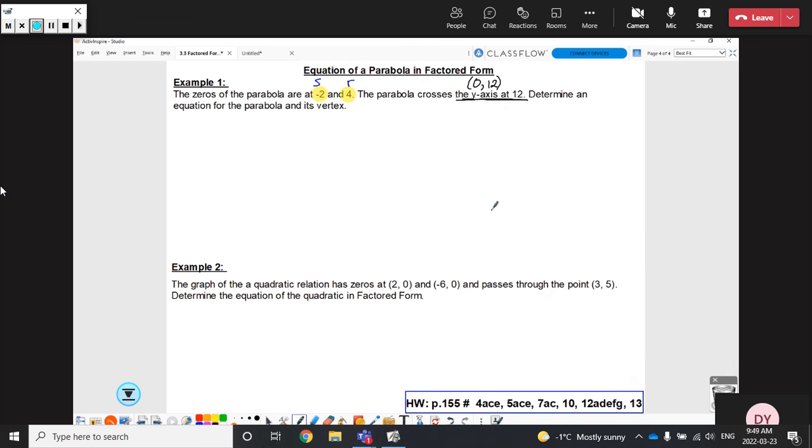So if we're going to start off with factored form, the equation in factored form is y equals a bracket x minus s, x minus r. We're going to substitute the values of s and r here. Y equals, we don't know a, but we do know x minus, what we're going to do here is sub in -2 and x minus +4.